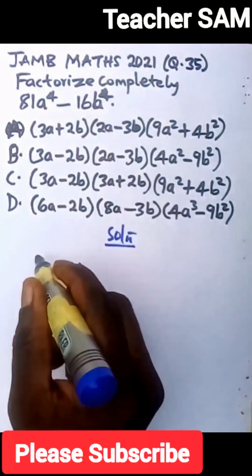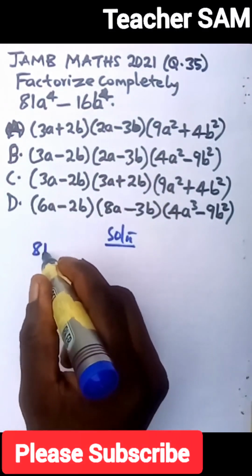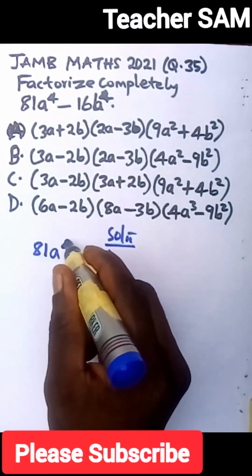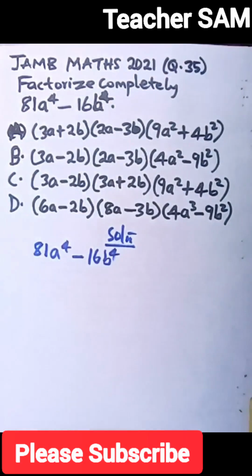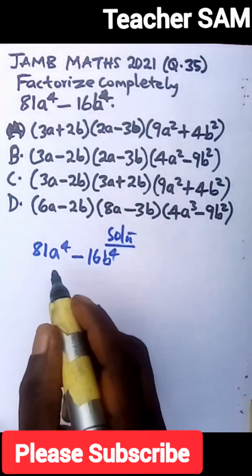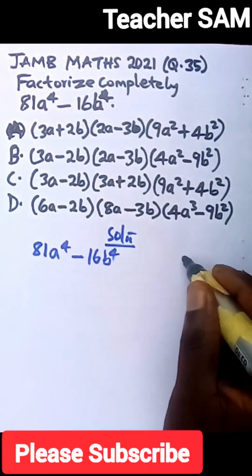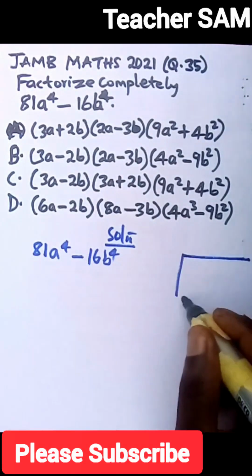Now we are given this, 81a raised to power 4 minus 16b raised to power 4. Now, what I'm going to do is take the square root of this. Let me do that somewhere here, so we're going to come back to use it.